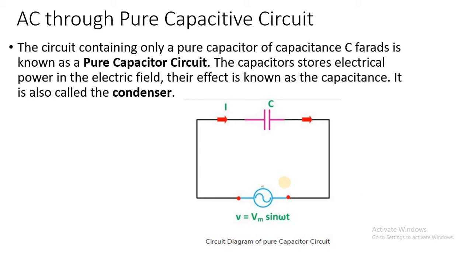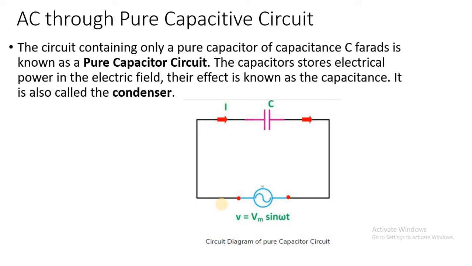In the pure capacitive circuit, we have applied the voltage V equal to Vm sin omega t. This is a single phase AC supply, which is denoted by a sinusoidal notation in a circle. So it is a sine supply. It is an AC supply having two terminals, one called phase and another called neutral. So it is a single phase AC supply.